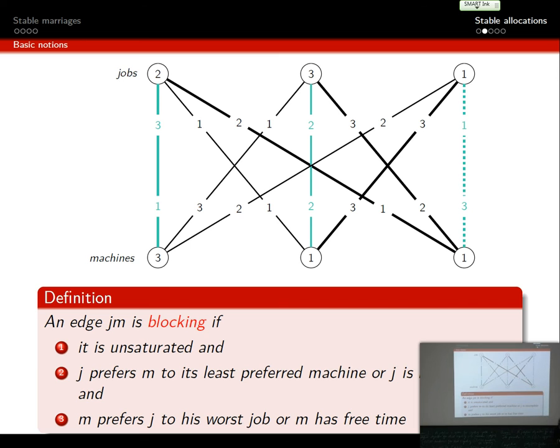And an edge blocks if it's unsaturated, and both endpoints would benefit from adding some more allocation on this edge, which means they either have free quota to allocate, or they have some quota allocated to worse jobs or machines. So experience tells that some people get stuck with this definition. It's not very straightforward. So if you feel like it's a bit complicated, just think about b-matchings. It's just complicated matchings. So you may have, when you say an incomplete job is one which is not fully allocated.